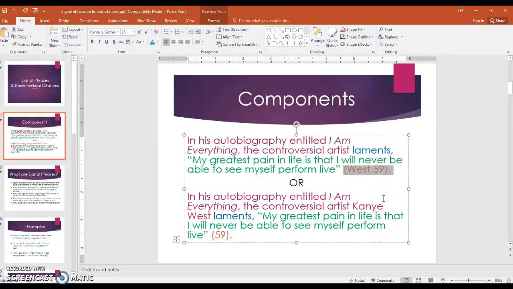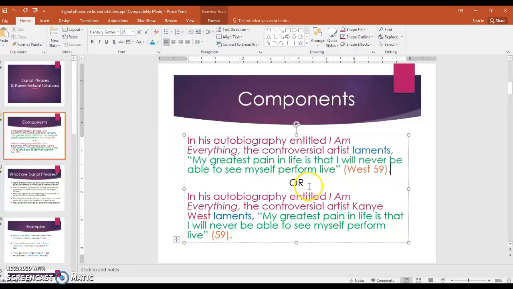These are also called in-text citations, where I list the author's last name, West, and then the page number where I found the quote, 59. Notice that my period is on the outside of the parenthetical citation.